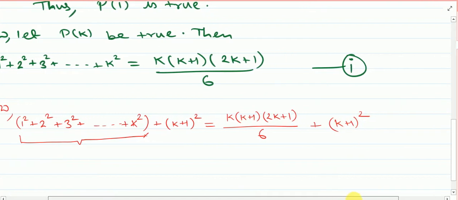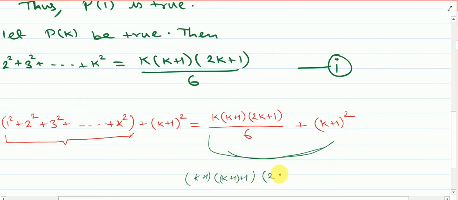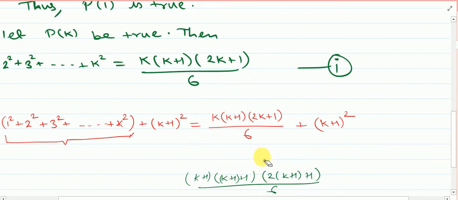Okay, now you have to try to make this one, this (k plus 1)(k plus 1 plus 1)(2(k plus 1) plus 1) upon 6. Means if you replace k by k plus 1, whatever you get, that should be coming here at the end. So let's see.